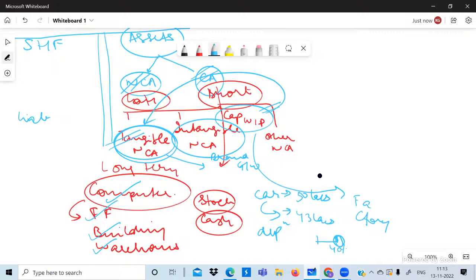Yeah. Any doubt with tangible, intangible, capital work in progress before we look at other non-current assets?